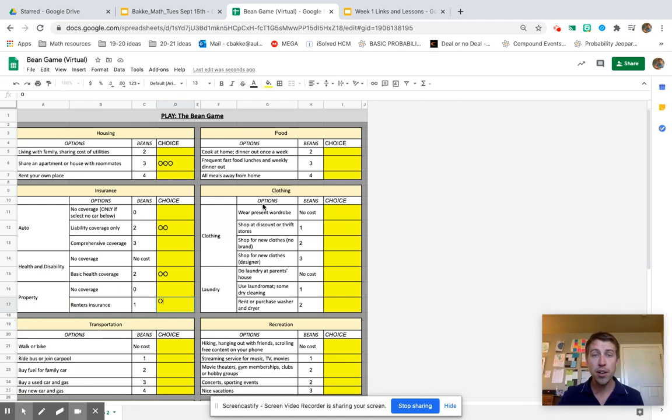And you'll keep on going, making all of your choices with food, clothing, recreation. Just make sure you look at the cost in beans, and that's how many circles you put to the side. Remember, these 20 little circles or beans represent your monthly paycheck. So you only can put 20 O's out there to spend on your life.